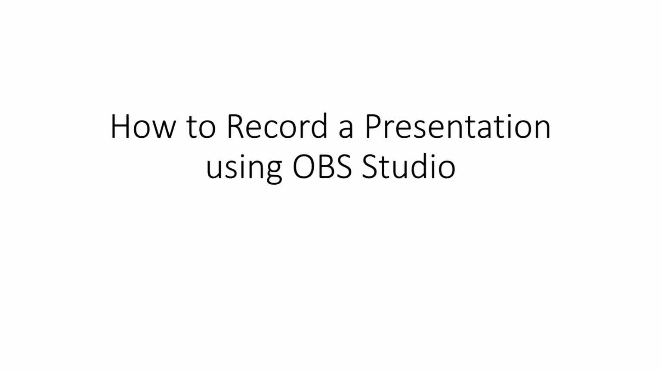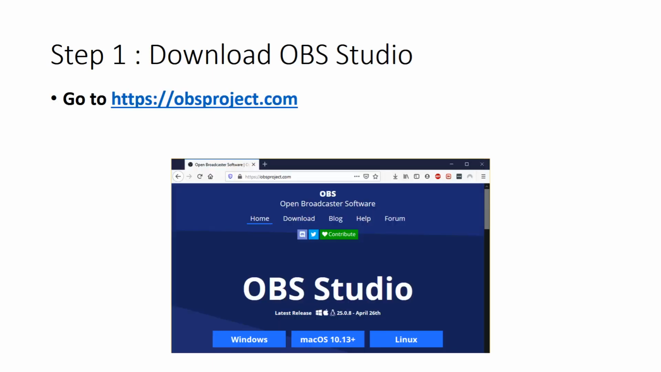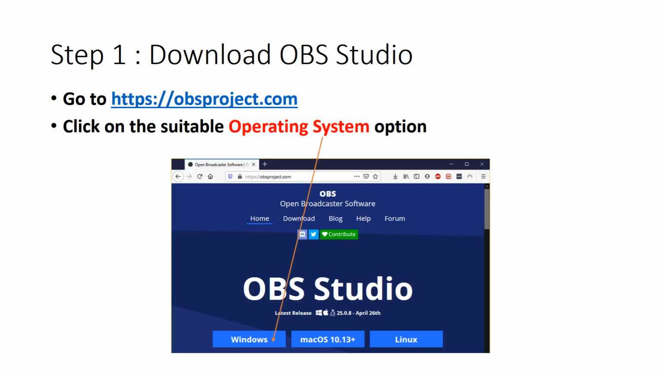So first we'll start with downloading the software. For that, you have to go to obsproject.com, and as you can see, it will list the major operating systems. Choose the operating system that you want OBS Studio for. In my case, because I'm using a Windows-based laptop, I'm going to choose Windows. If you are a Mac OS user or a Linux-based operating system user, then go ahead and choose those options.